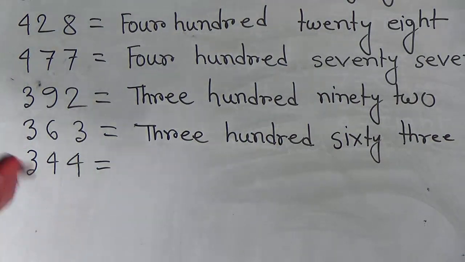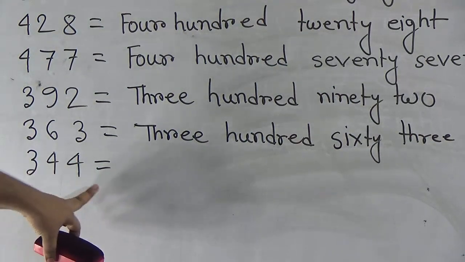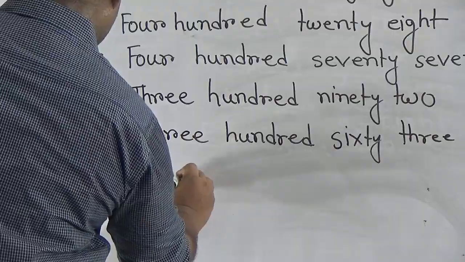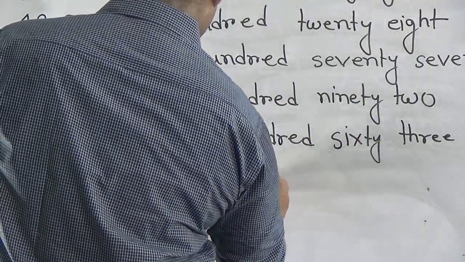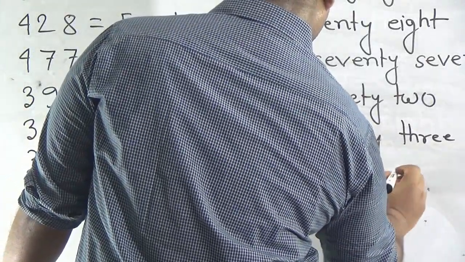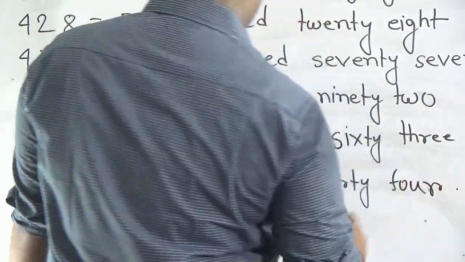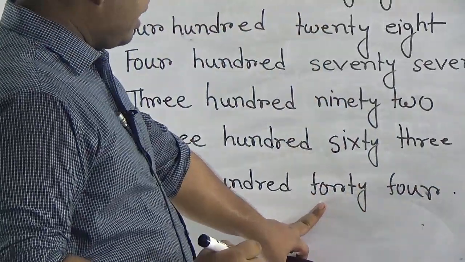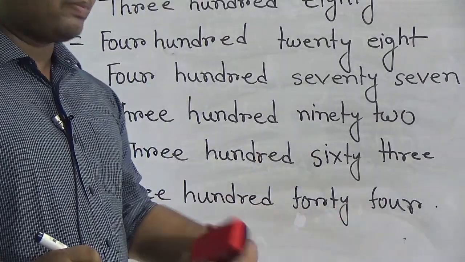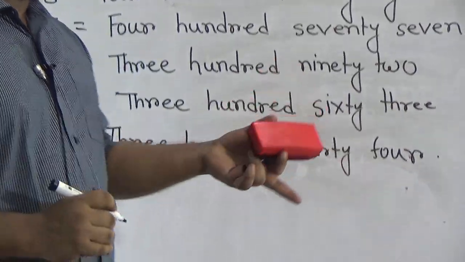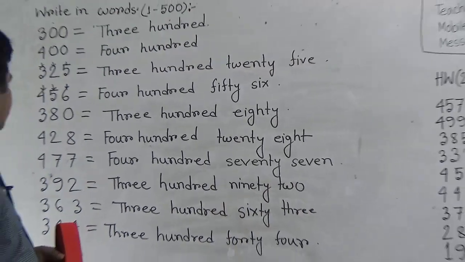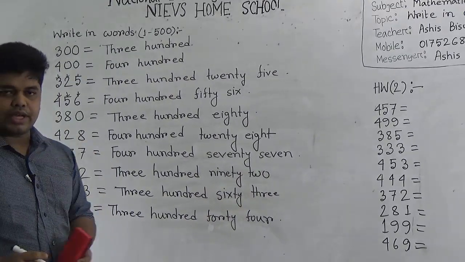Our next number, that means last number, is 344. So write first 300, T-H-R-E-E, 300, 44. Students, just like 40, be very careful, because the spelling of 40 is F-O-R-T-Y, and the spelling of 4 is F-O-U-R, and the spelling of 14 is F-O-U-R-T-E-E-N. Okay, so this is our today's class.